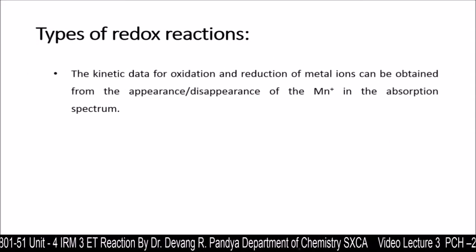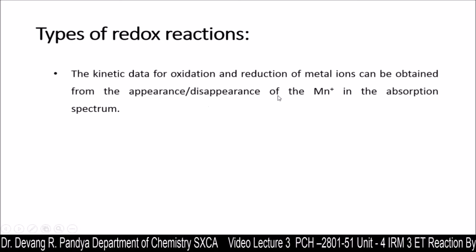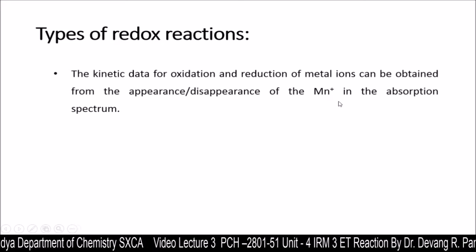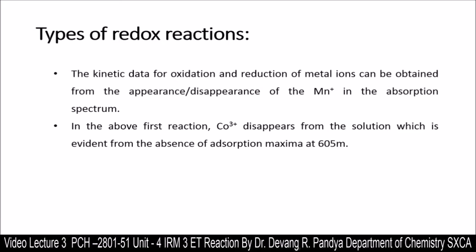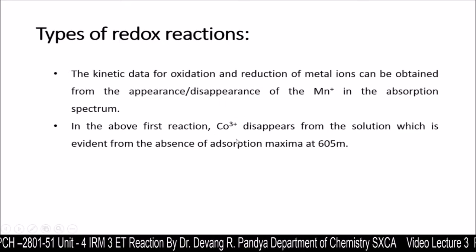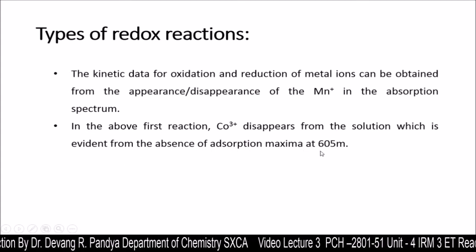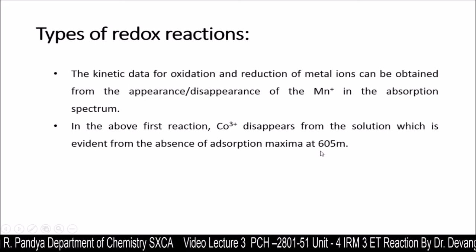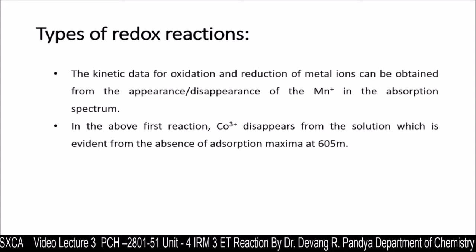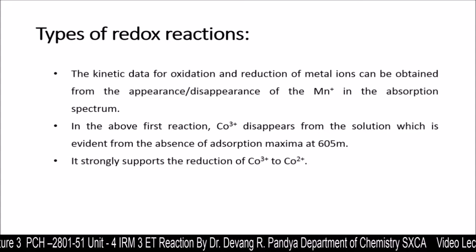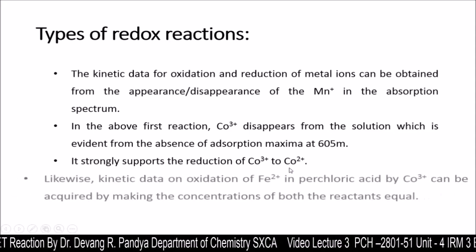The kinetic data of oxidation reduction of metal ions can be obtained from the appearance or disappearance of the metal ion's charge in the absorption spectrum. In the first reaction, cobalt plus 3 disappears from the solution, which is evident from the absence of absorbance maxima at 605. So during the reaction, you may observe this noticeable change using the absorption spectrum. It strongly supports the reduction of cobalt plus 3 to cobalt plus 2.